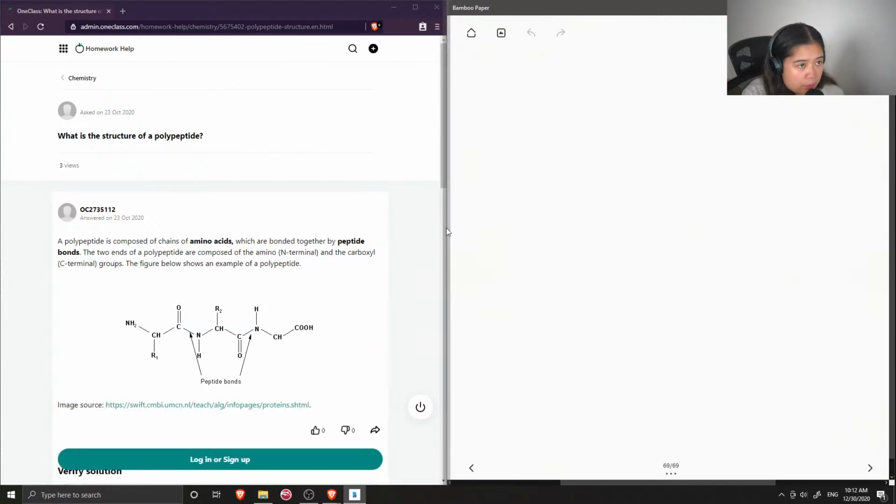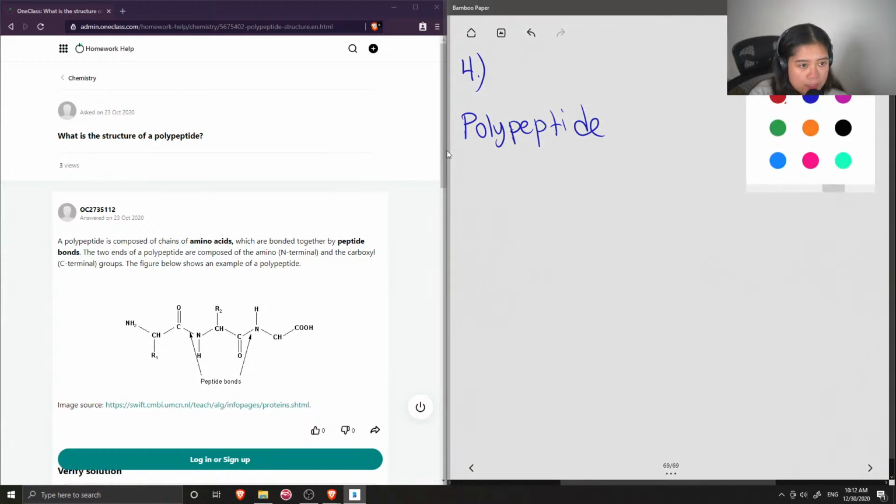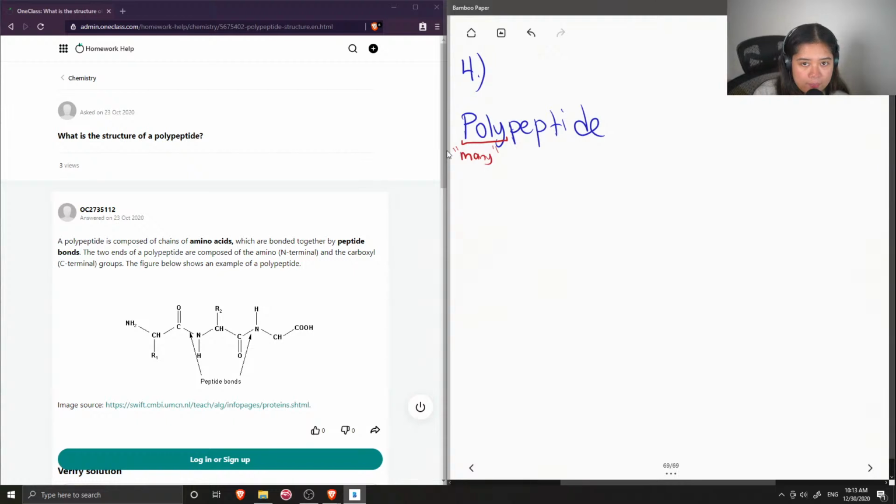Okay, so question number 4. What is the structure of a polypeptide? Okay, so even just looking at the name polypeptide, you'll see that it has a prefix of poly, which means there's many of it involved. And then peptide means that there are many peptides. So it can be described as a chain of amino acids.